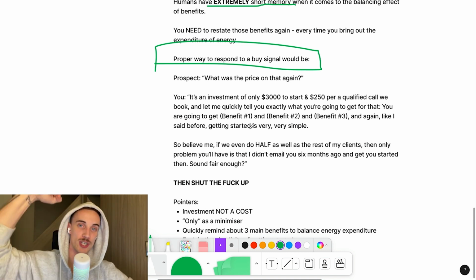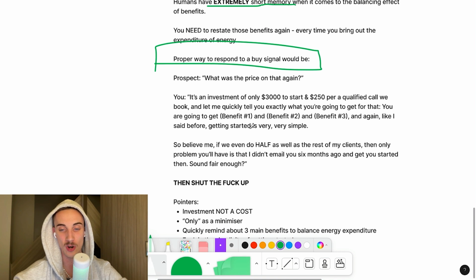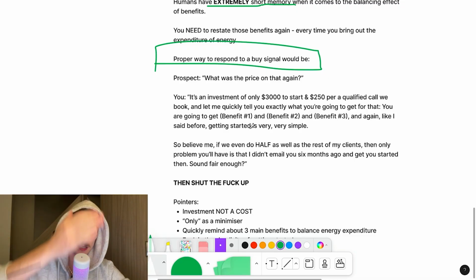So you make the energy lighter and the benefits heavier. Believe me, even if you do half as well as the rest of my clients, the only problem you have is that I didn't email you 6 months ago and get you started then. Sound fair enough? And then you just shut the fuck up and let them either give you a yes or give you an objection. And then you repeat this again.